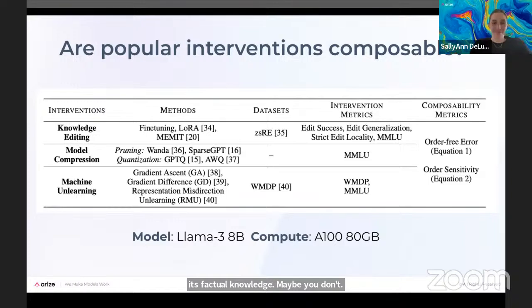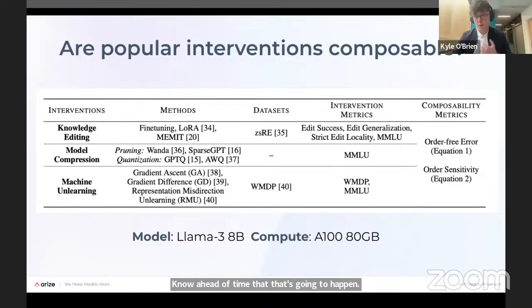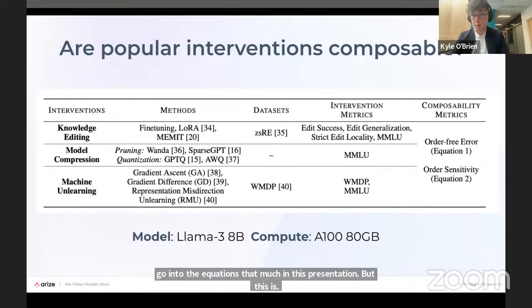So you want to choose a compression, but you're going to compress your model right out of the gate, right when you deploy it. Perhaps you want to choose a compression technique that's been shown to be more order invariant with other interventions, but keep your options open. So you don't need to retrain your model or do all of your compression again from scratch. I don't go into the equations that much in this presentation, but for folks who are interested, I recommend diving into the paper and the Twitter thread.